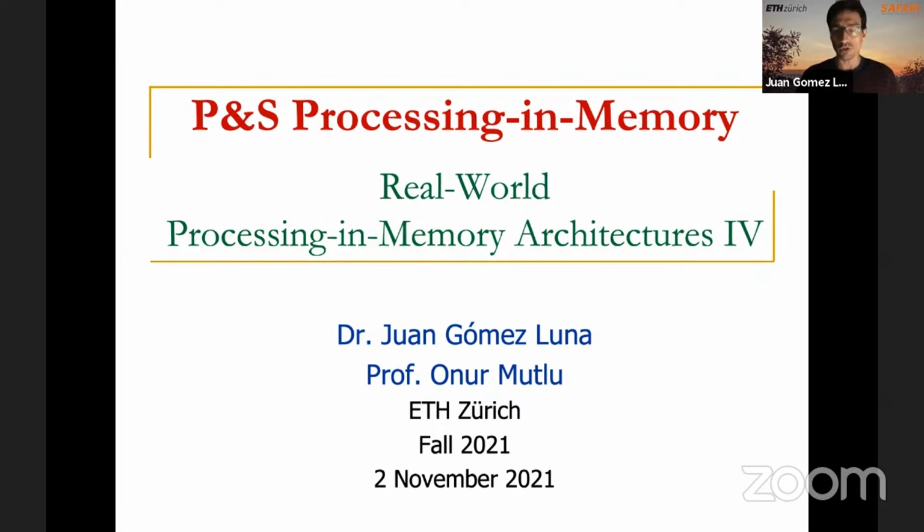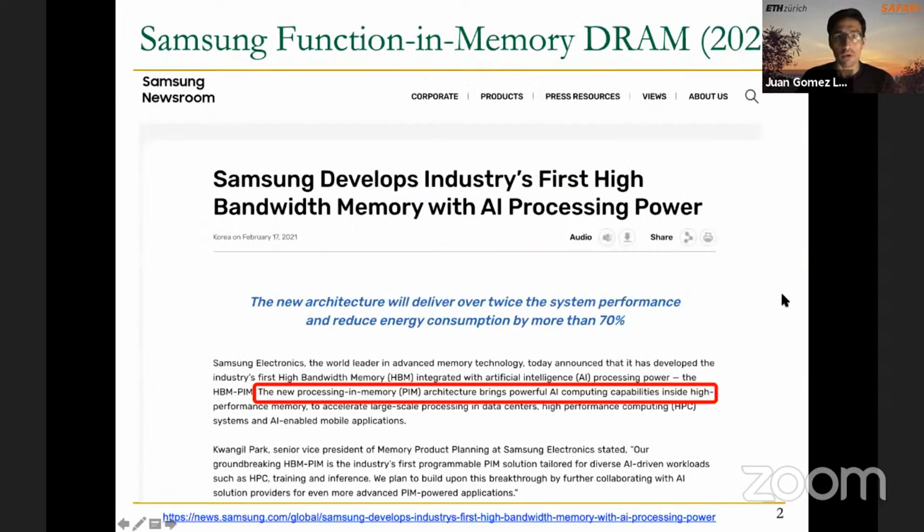In the previous lecture, you remember that we talked about FIMDRAM. Today we are going to talk about AXDIMM. Very briefly, let me remind you what we discussed in the previous lecture. It was this Samsung FIMDRAM that was announced in February this year, and it's an application-specific architecture, or at least an architecture that is focused on an important domain of applications: AI, neural networks, etc.